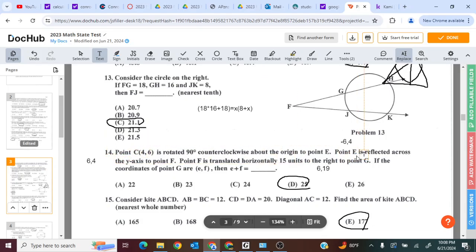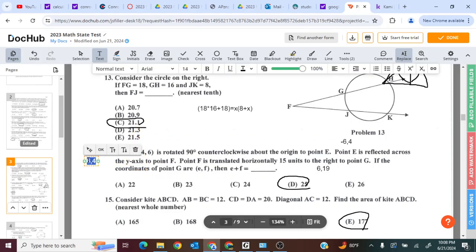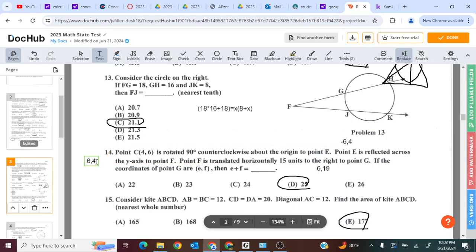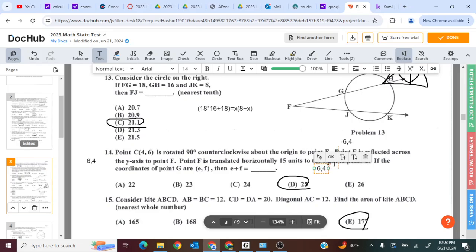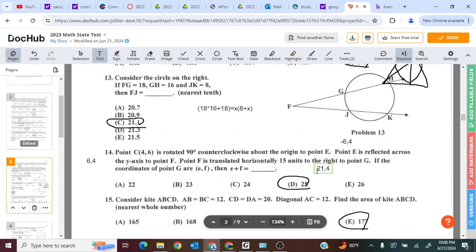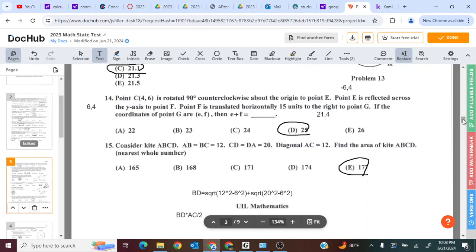And then reflect across the y-axis. That means you're reflecting across the line y equals 0, which means you're basically flipping your x. If you can, again, map that out if you struggle to understand that. But now your point is 6, 4, and then 15 units to the right. That is not the correct number that is modified. But either way, the answer is no different. 21 plus 4 is 30, or is 25.